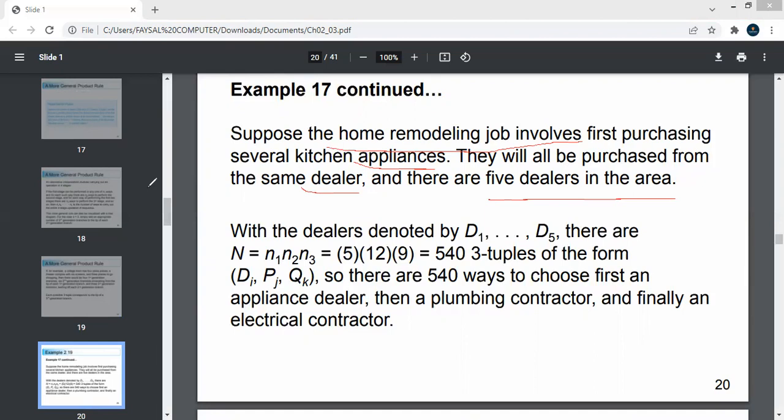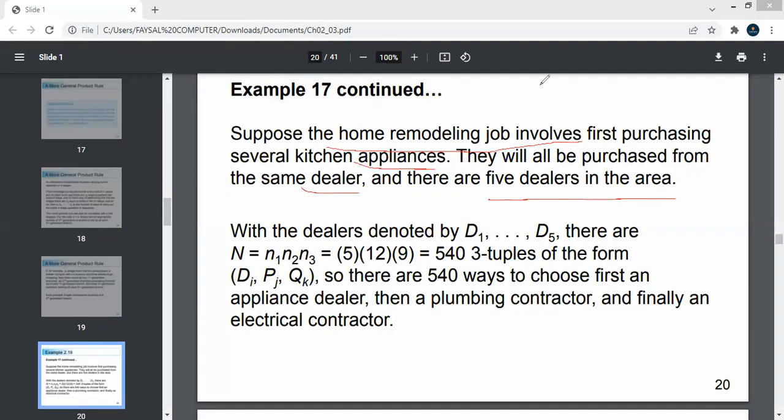Then there is a restriction. What is the restriction? The restriction is that you have to buy these kitchen appliances from the same dealer. The total possible choices for you are the 5 dealers in the area, denoted by D1 to D5: D1, D2, D3, D4, and D5.